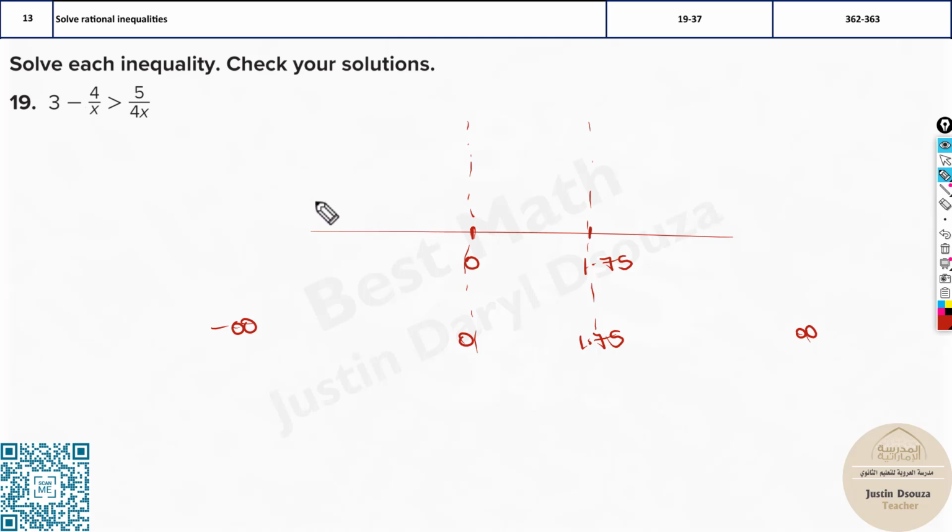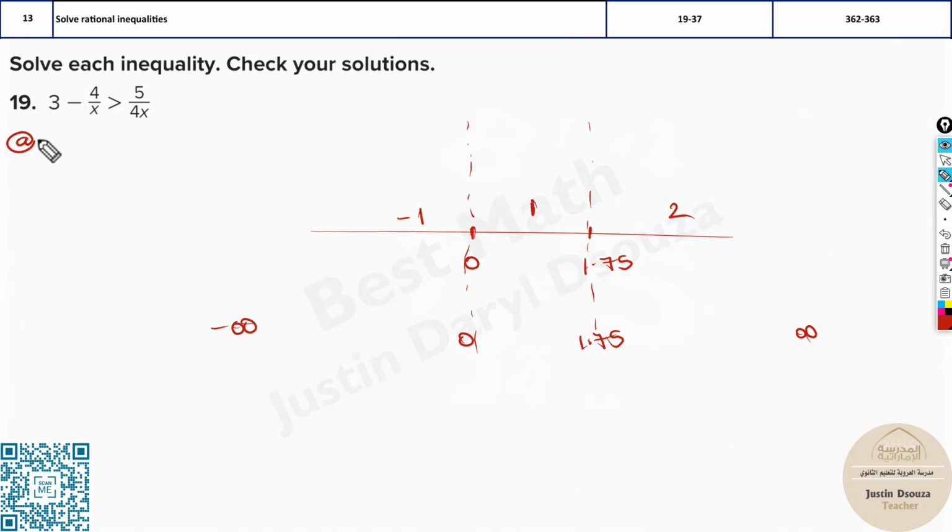So now we need to input a test value in each. What I mean is, choose a value from minus infinity to 0. Choose a smaller number, it's much easier. Minus 1 is within this range, isn't it? Now, what about a number from 0 to 1.75? I'll take 1. Whole numbers are easier. Integers with no decimals are easier. You can even take 0.5, no problem. And take a value from 1.75 to infinity, I'll take 2. Simple numbers.